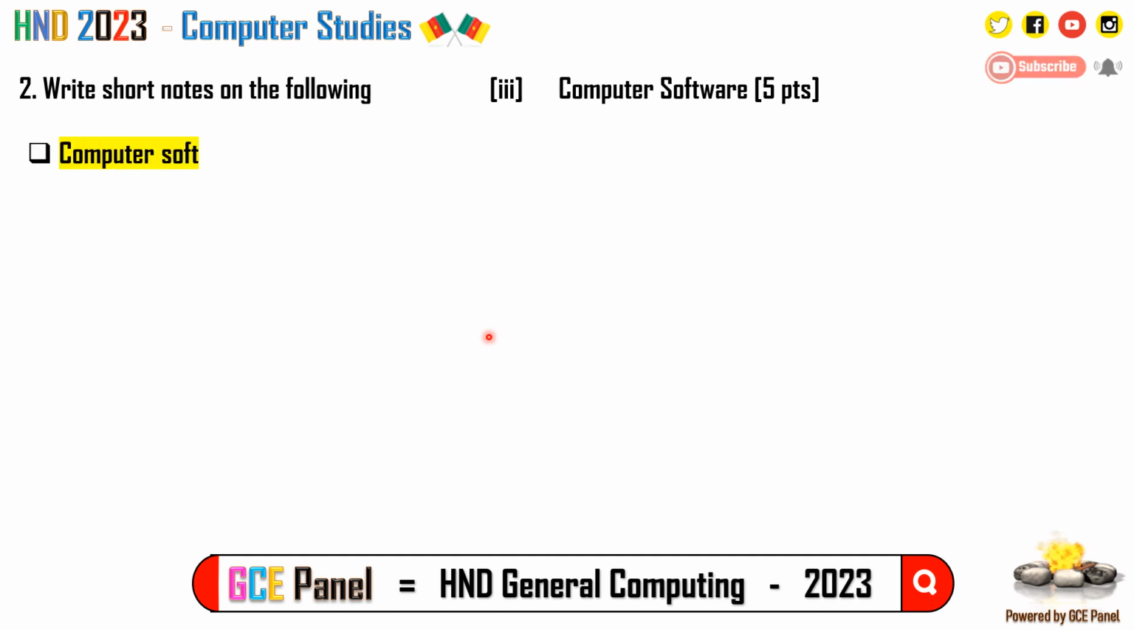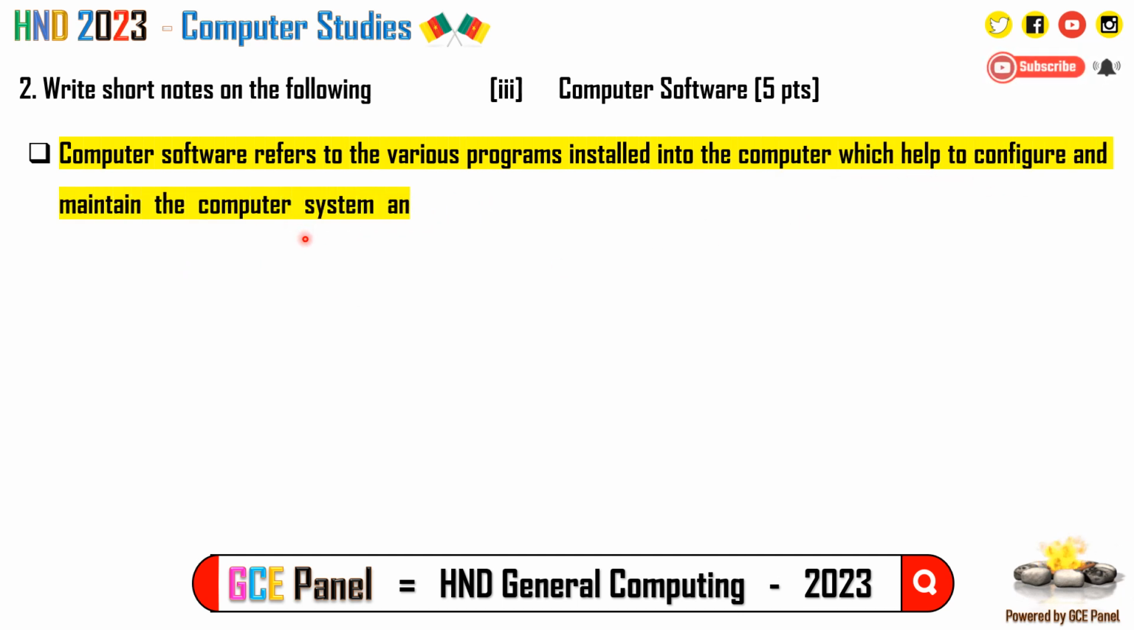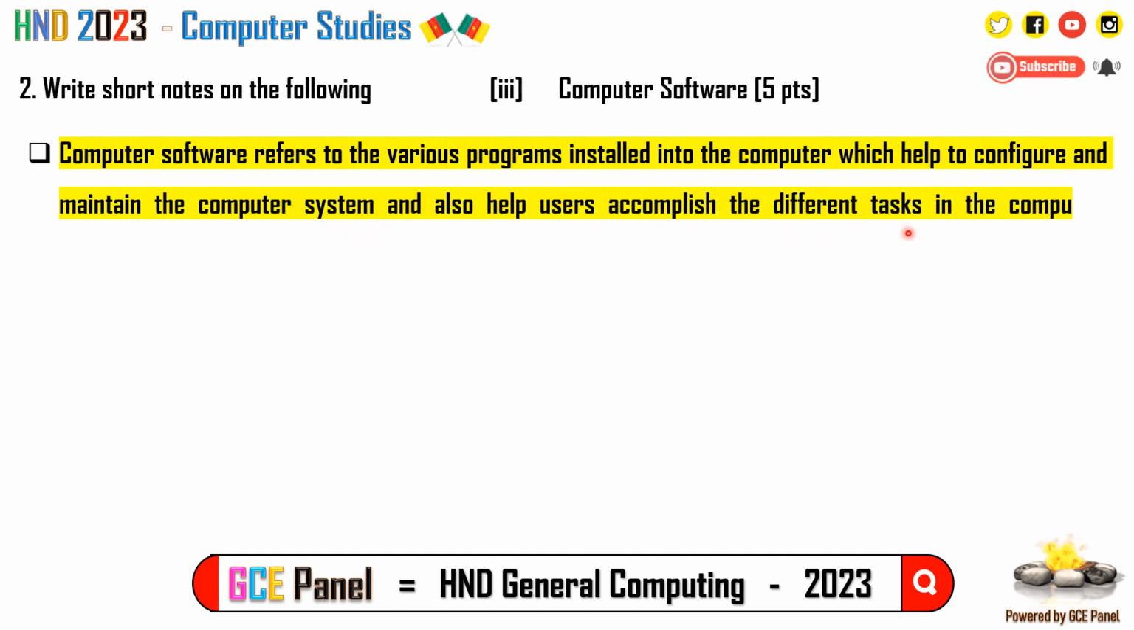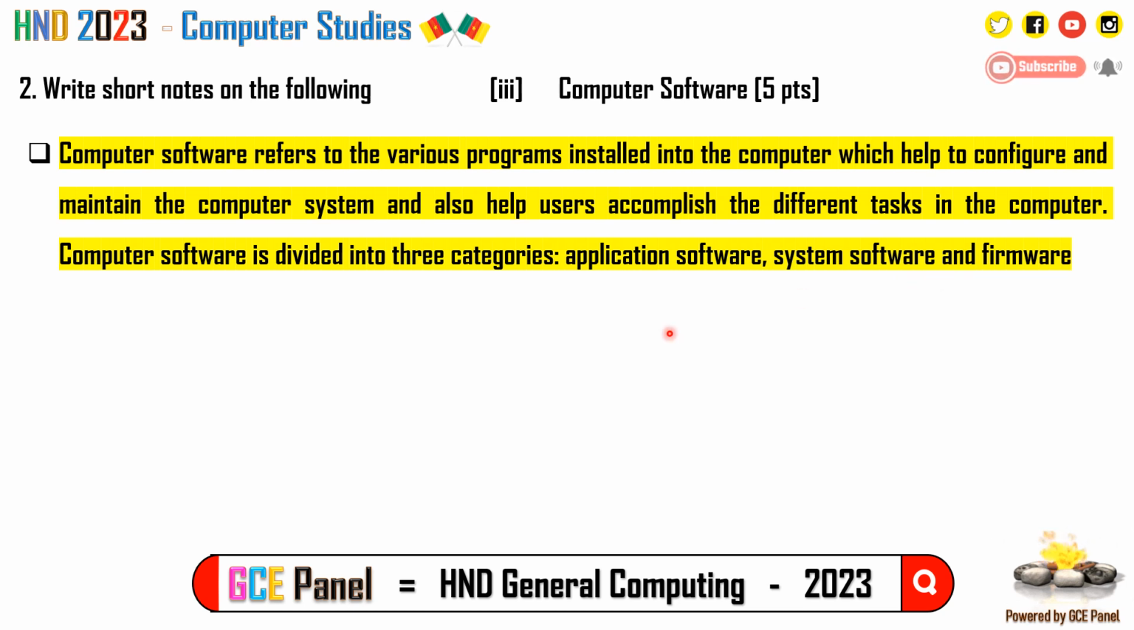Computer software. Computer software refers to the various programs installed in the computer which help to configure and maintain the computer system and also help users accomplish the different tasks in the computer. Computer software is divided into 3 categories, that is application software, system software, and firmware.